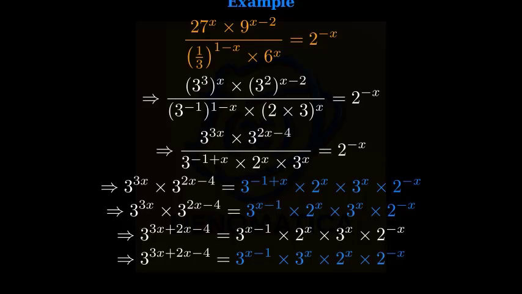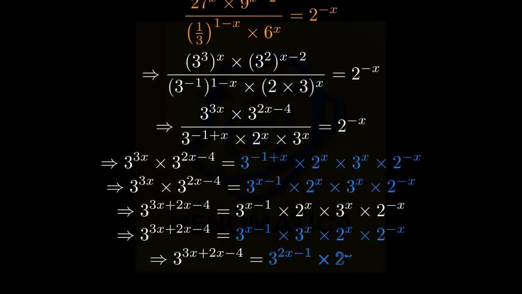This gives us 3 to the power of 5x minus 4 equals 3 to the power of x minus 1 times 3 to the power of x times 2 to the power of x times 2 to the power of negative x. Now let's simplify the right side by combining like terms. 3 to the power of x minus 1 times 3 to the power of x becomes 3 to the power of 2x minus 1. And 2 to the power of x times 2 to the power of negative x becomes 2 to the power of x minus x, which is just 2 to the power of 0, or simply 1.